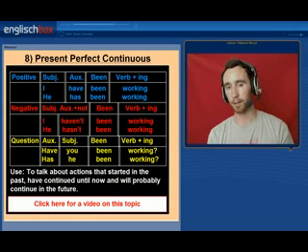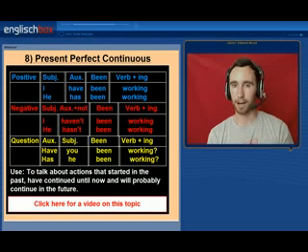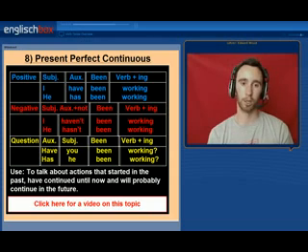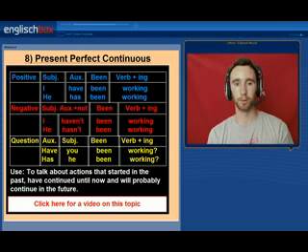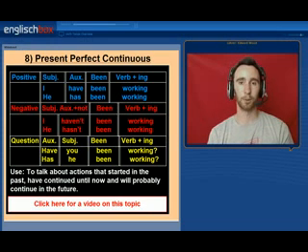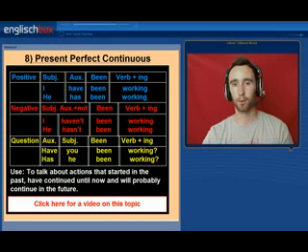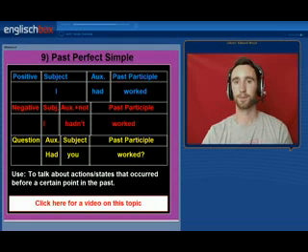We form this with the subject, the auxiliary have or has, the verb to be in past participle, been, plus the verb with ing, the present participle. I have been working, he has been working. In negative, we use haven't or hasn't. And in the question, we have to begin the question with have, or in third person, has.